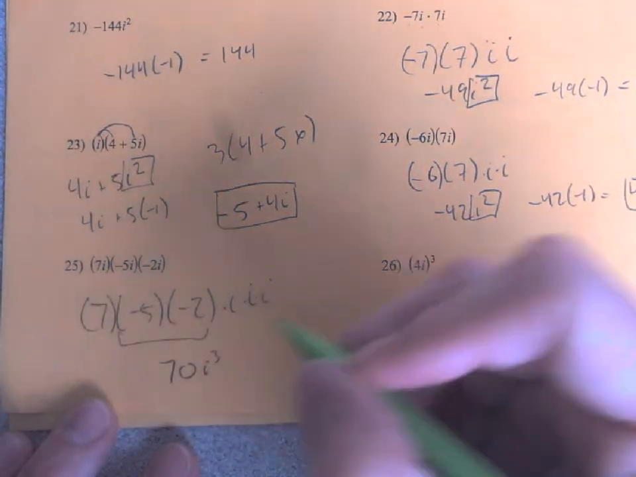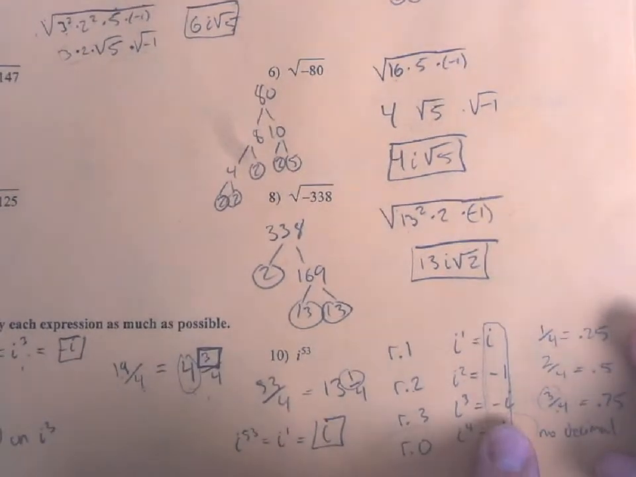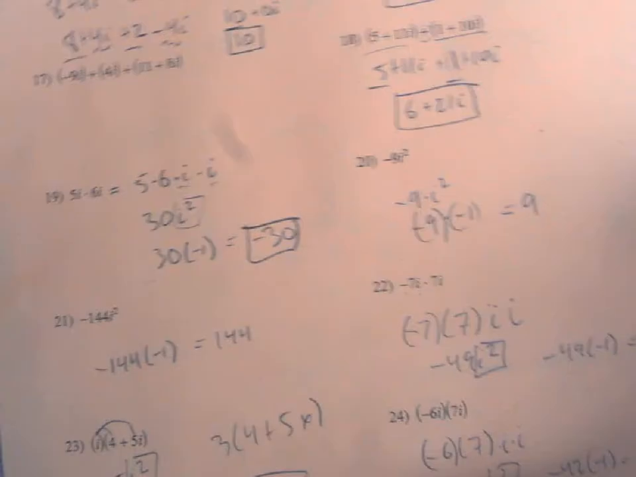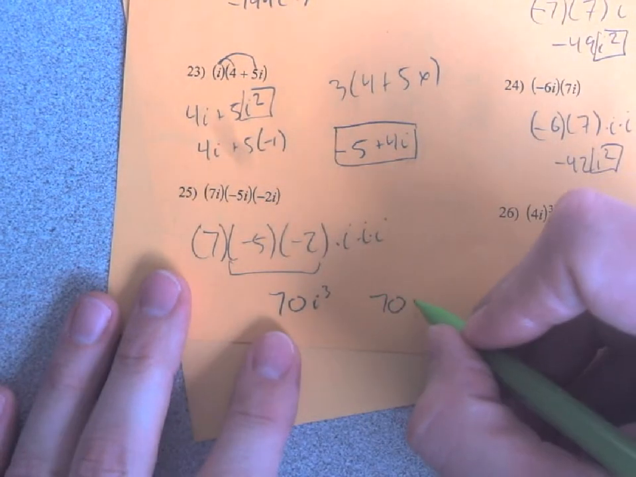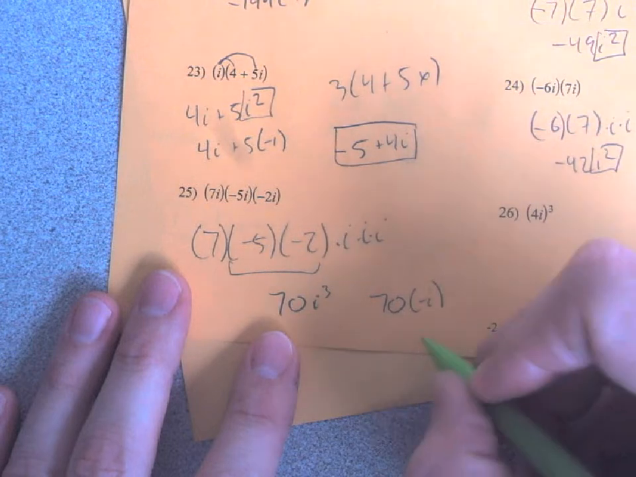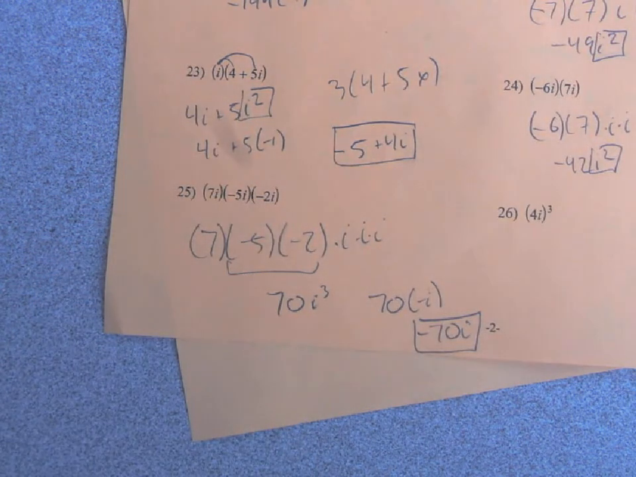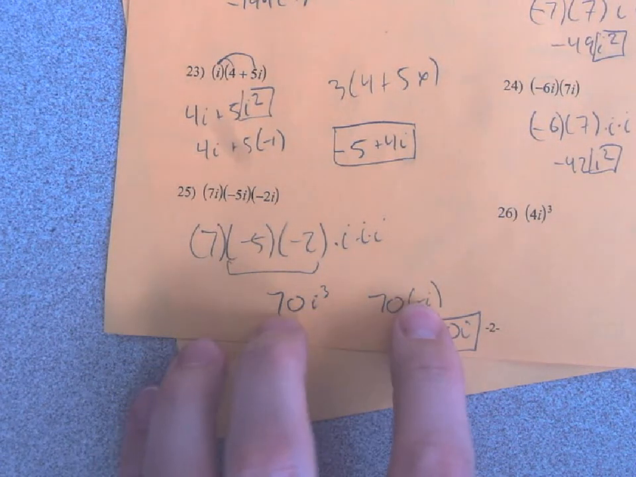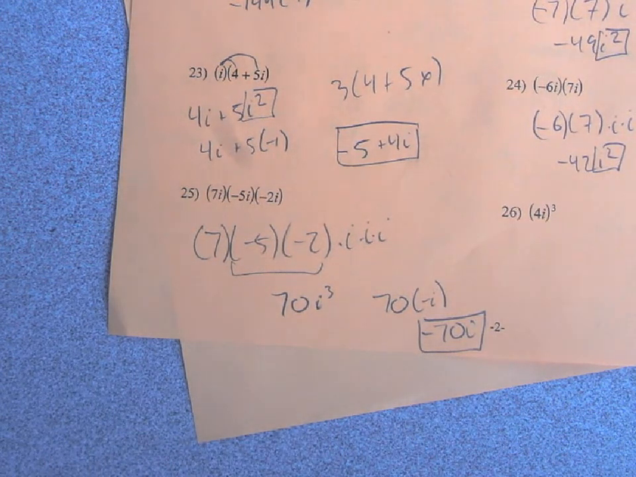Okay, what was i to the third again? Well, if you forgot, you can go back here or go back to your notes. i to the third is -i. So this is 70 times negative i, or negative 70i. You can think about that negative i as a negative 1 times i. So 70 times negative 1 is negative 70. And then we got i's.